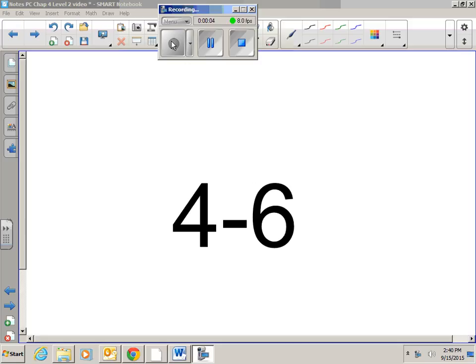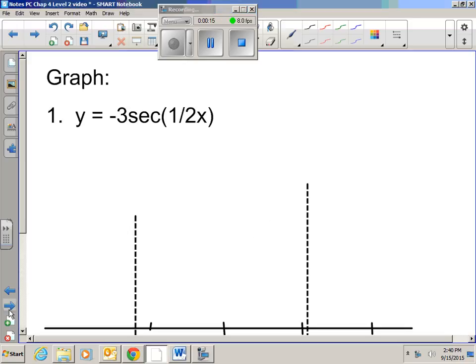Here we go. Just a few more practice examples in 4-6 graphing tangents and reciprocals, okay? So we'll do a couple examples here. Let's look at this one right here: graph -3 secant 1/2 x, okay?